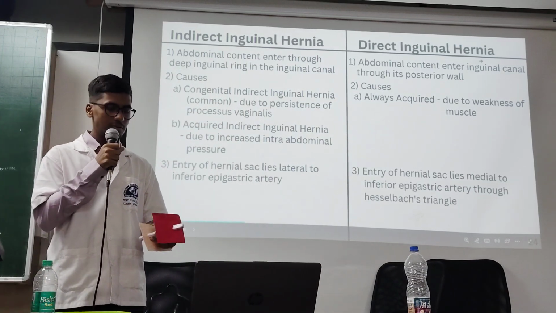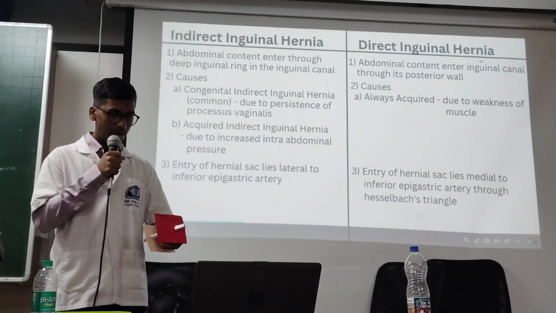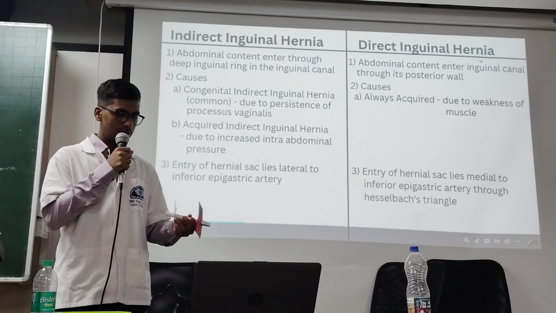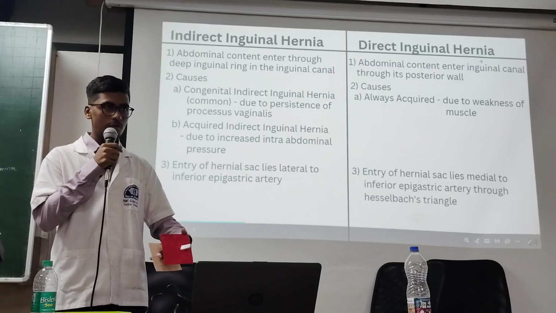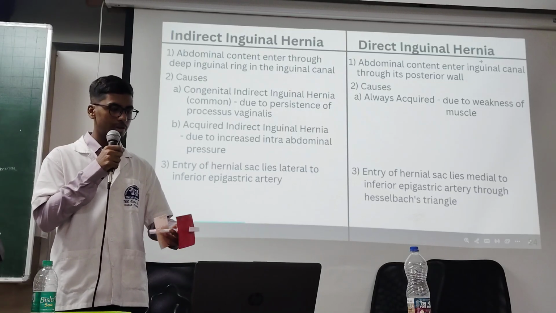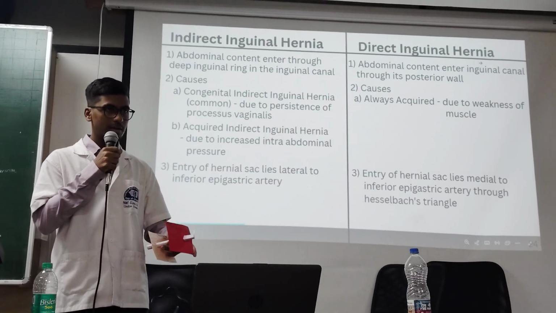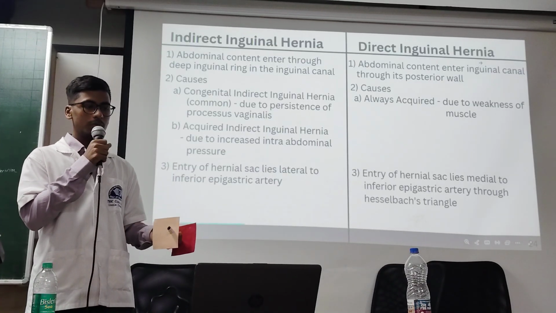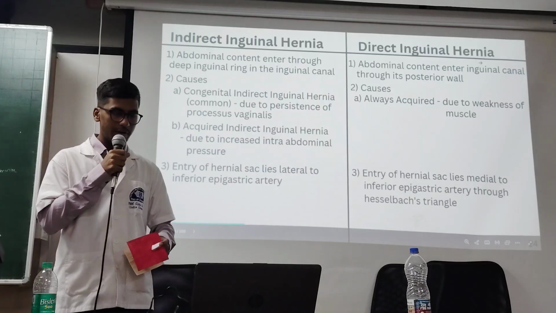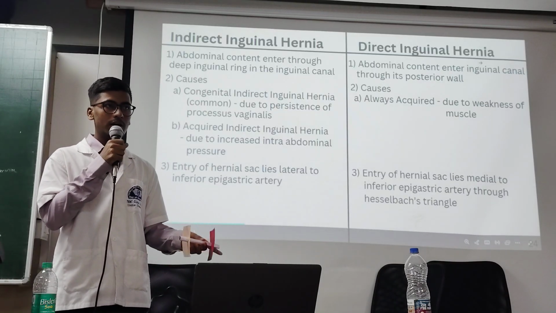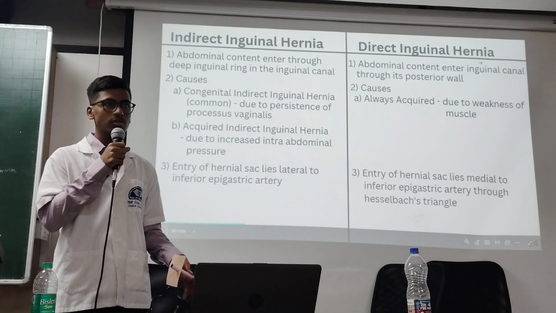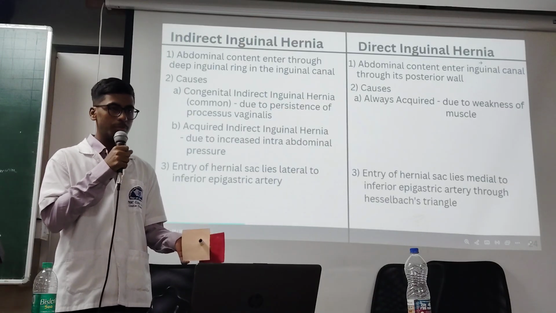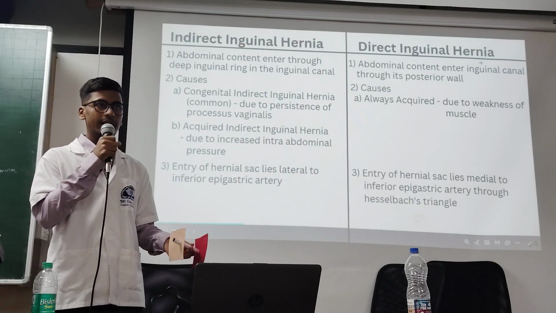We can see through this diagram the difference between indirect and direct inguinal hernia. If this is the anterior wall of the abdomen, this is the posterior wall of the abdomen, this is the inguinal ring. This is the deep inguinal ring. This is the superficial inguinal ring. If the hernia enters through the deep inguinal ring, it is known as an indirect inguinal hernia. If it moves directly through the posterior wall, it is known as a direct inguinal hernia.